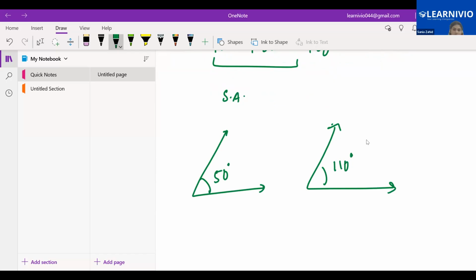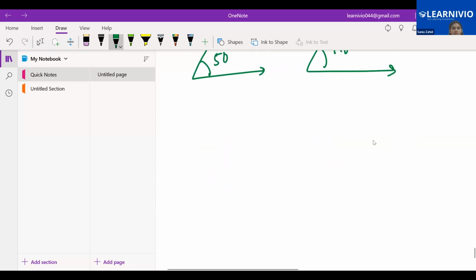No, ma'am, they're not supplementary. Manha, what about you? No, ma'am. Because 110 plus 50 degrees is 160 degree. So they are not supplementary, because the sum should be 180 degree, okay?